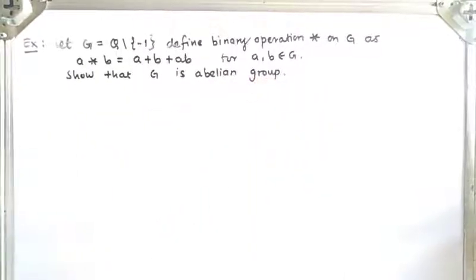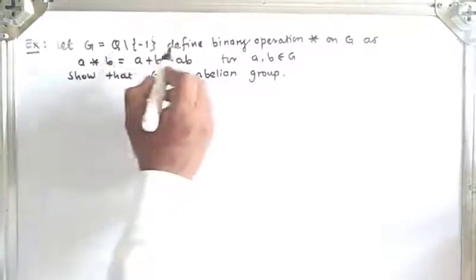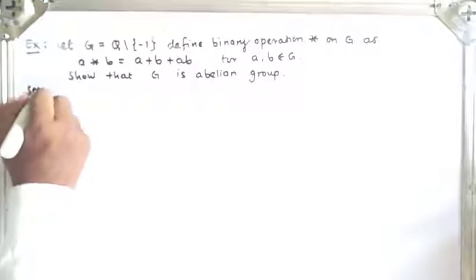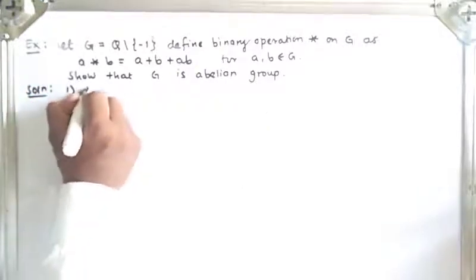So to show G is an abelian group means what? First check all four properties: associativity, existence of identity, existence of inverse, and last the commutativity property. If all these properties are satisfied, then we say that G is an abelian group. So let's check first associativity, because it is a well defined binary operation.